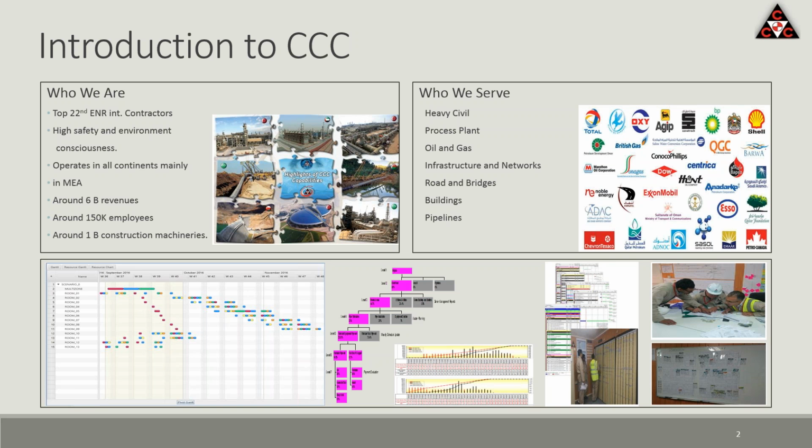We do heavy civil, like dams, ports and airports, process plants, refineries, etc. Oil and gas facilities to process oil and gas, infrastructure and networks such as water systems, sewage systems, etc., roads and bridges, buildings and pipelines. And in this presentation, I'm going to talk about buildings.